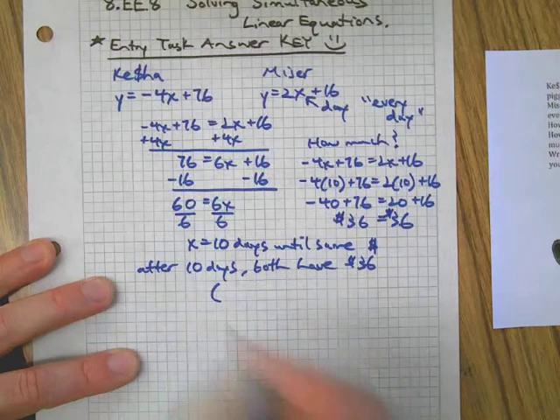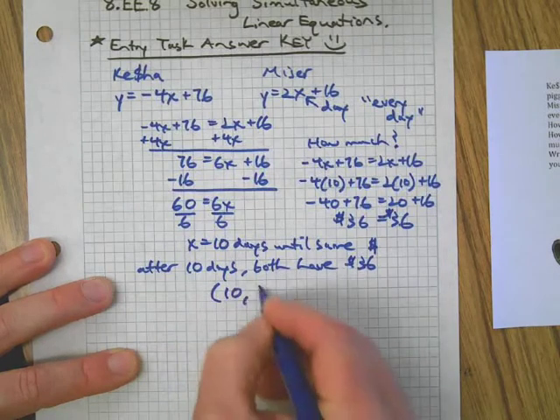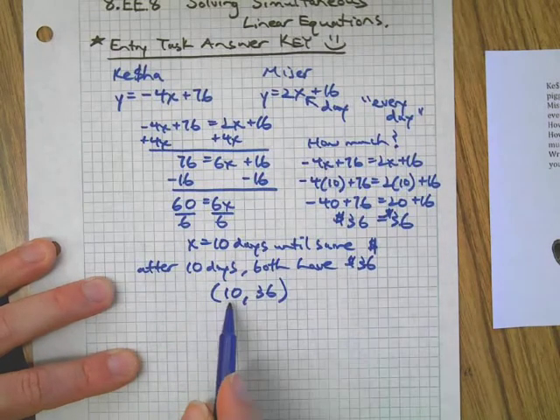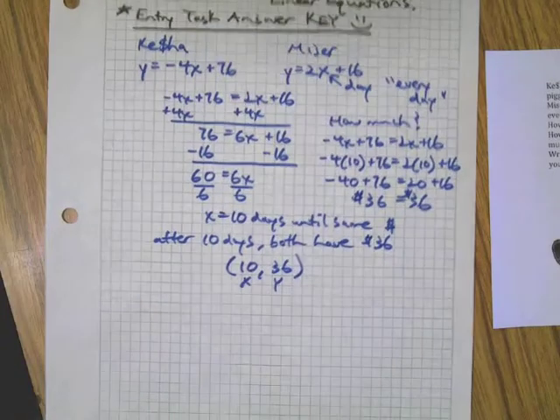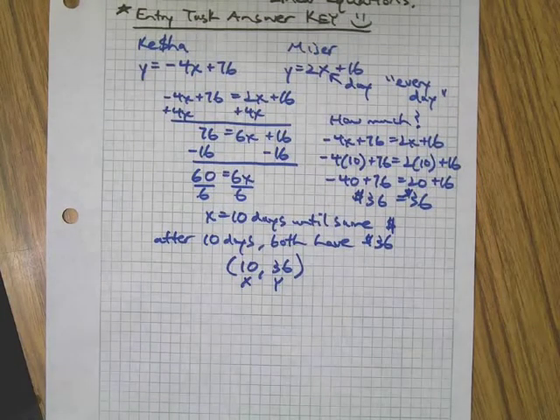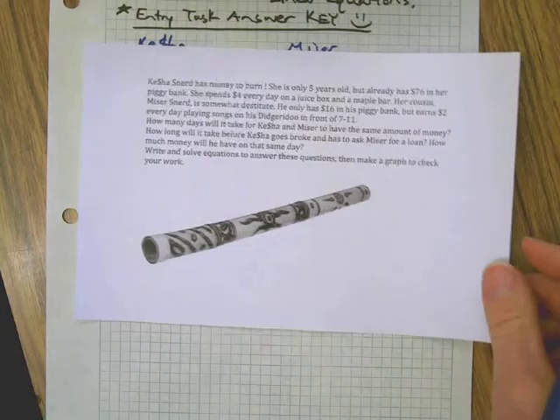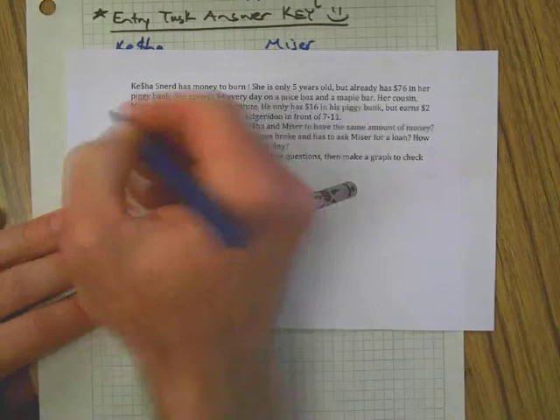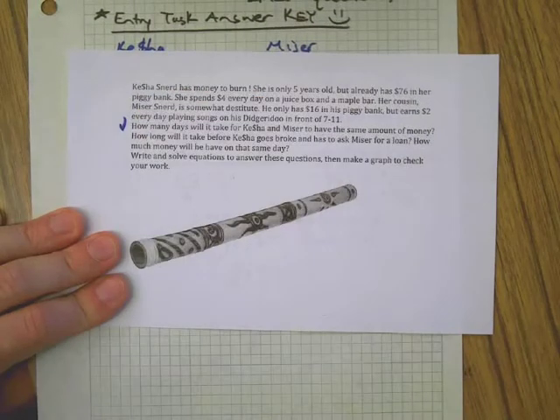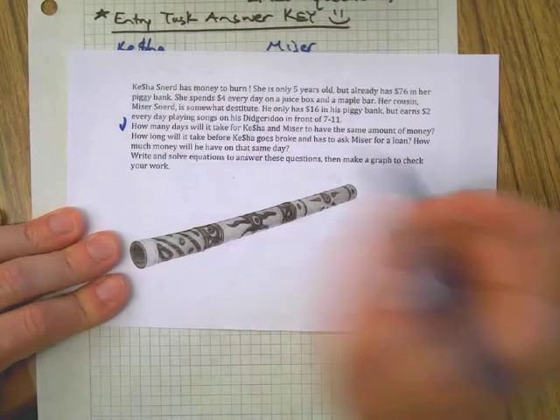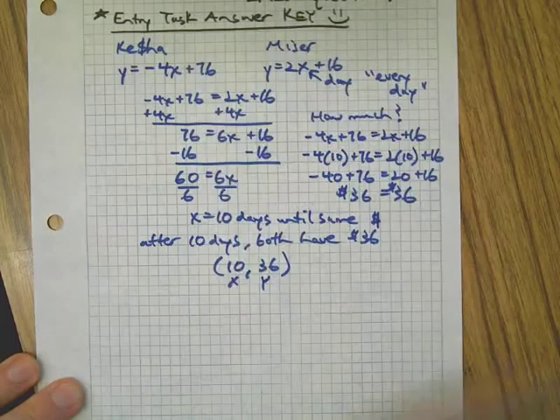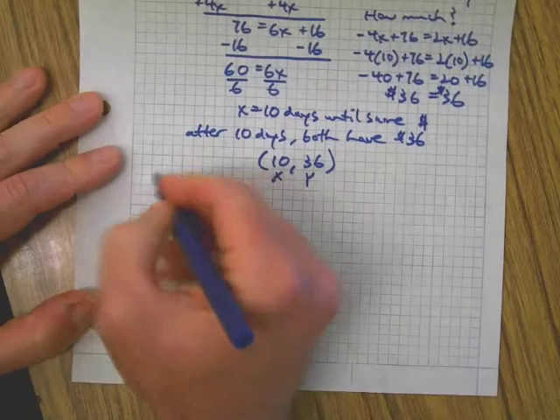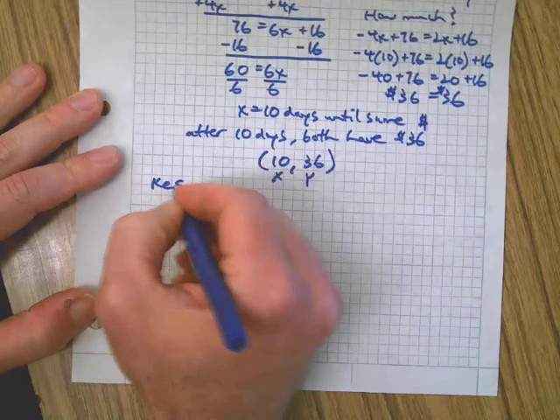And as far as the graph goes, we can plan ahead. I know there's going to be a point on the graph with an x value of 10 and a y value of 36, and that point is going to be the intersection of these two lines. All right, so let's check our status so far. How many days? We got that. How long will it take before she goes broke? Well, okay. For Kesha to go broke.